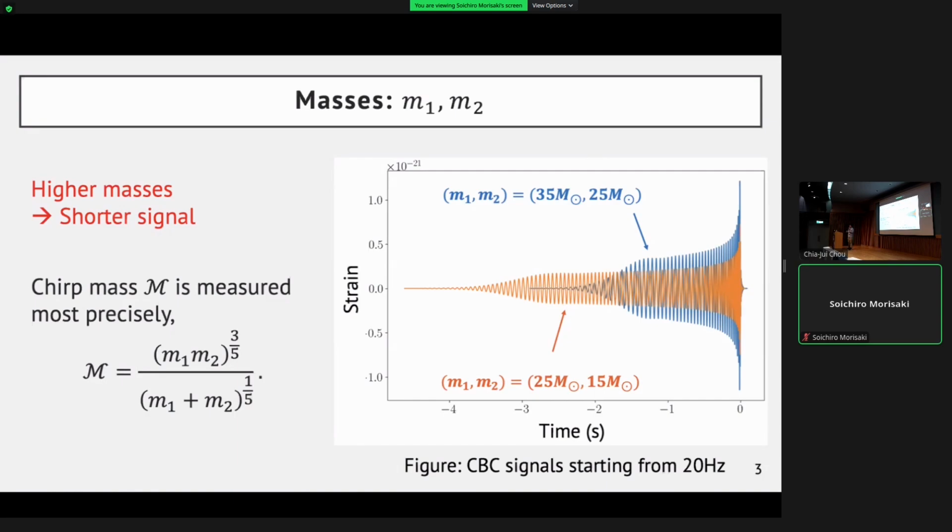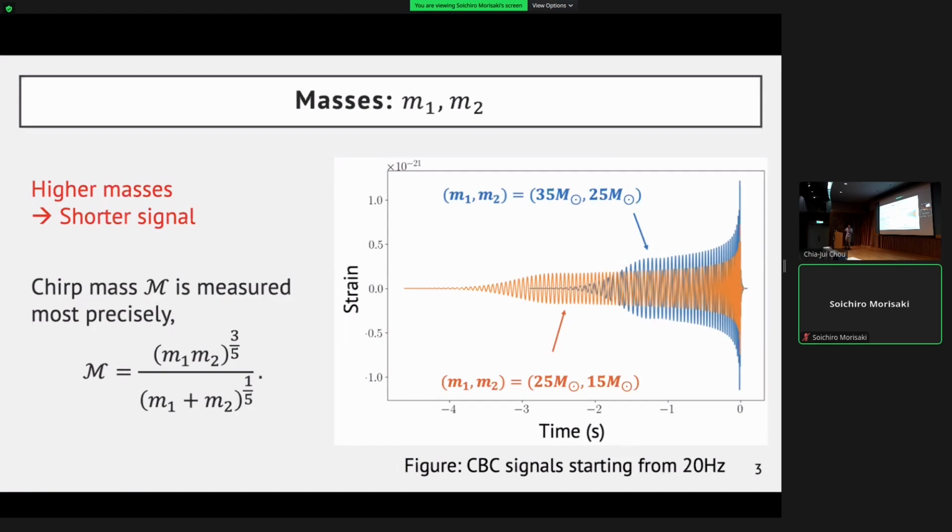To explain this, how we can get masses from the gravitational vector, I show two simulated position signals from binaries with different mass values. One signal is from a binary with certain bidirectional mass and verified solar mass, and the other signal is from a binary with smaller mass values. The two simulated signals are calculated from a certain frequency of 10 millions. As you can see, higher mass values mean that the signals are shorter.